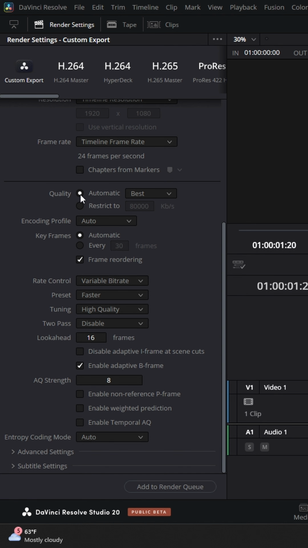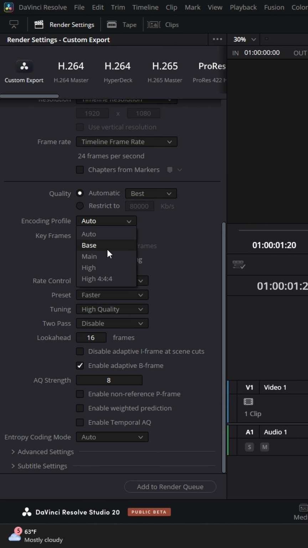So quality is usually what I would leave it on. Here you're able to pick the quality range you want, least to best. Restrict to, this is going to be the bit rate that your video is going to be restricted to. Now the bit rate, it's different. It's hard to talk about bit rate. We won't get into bit rate now, but usually you want a high bit rate depending on what resolution you're using. Best to do is keep it automatic for you.